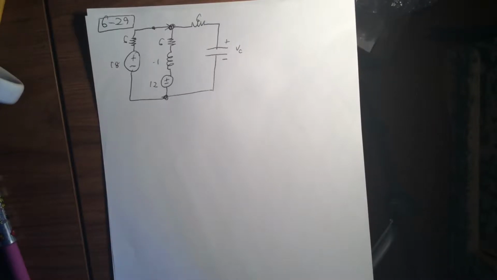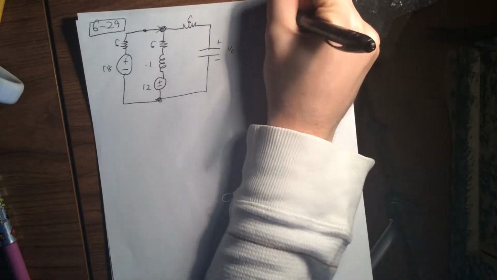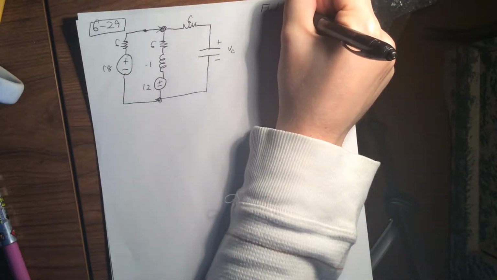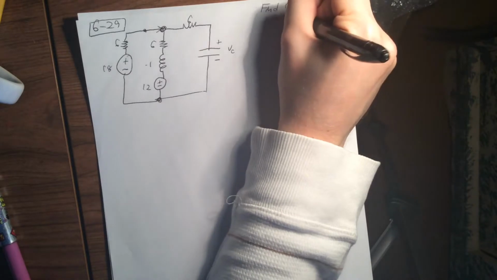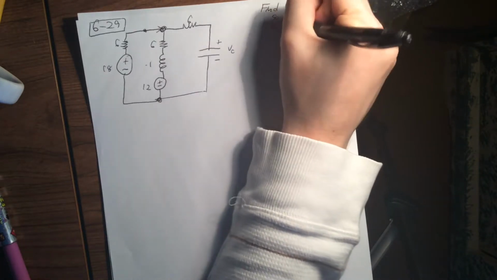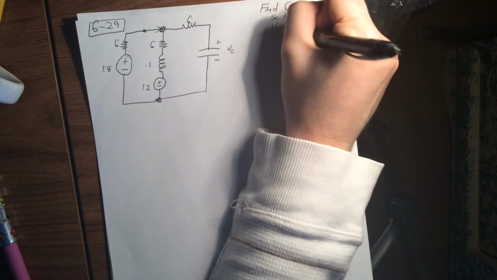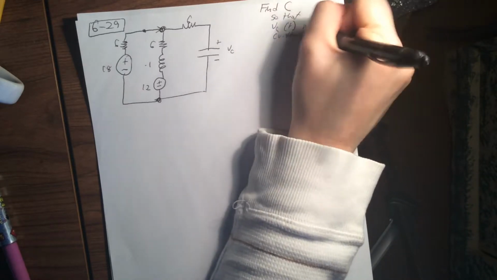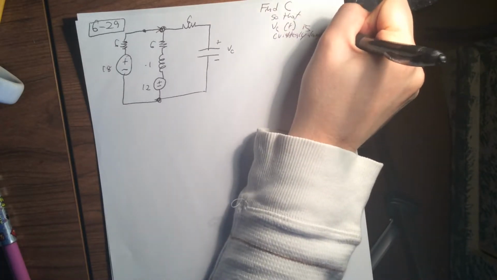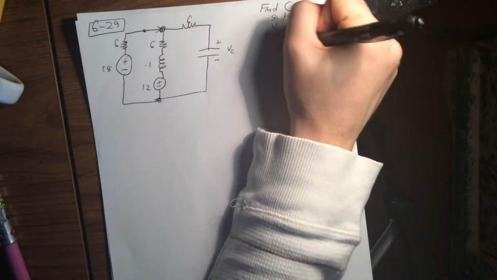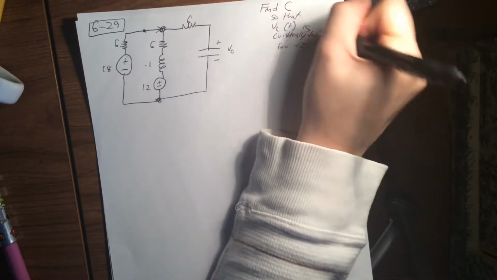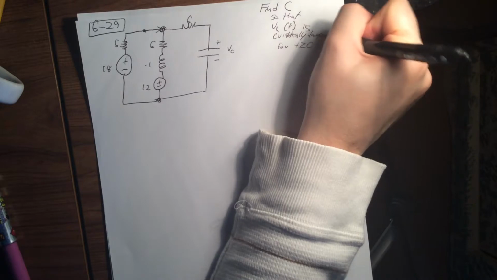So this one is 6-29, and what we're trying to do for this is find C so that VC of t is critically damped, for t greater than or equal to 0, and then plot.